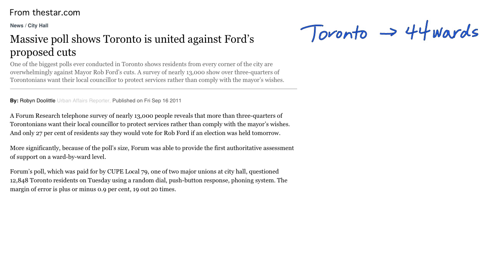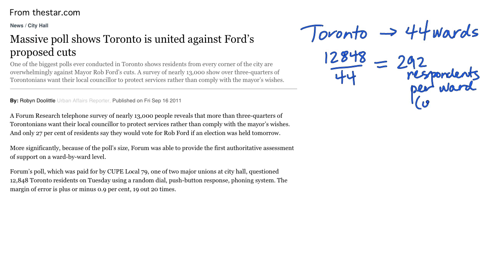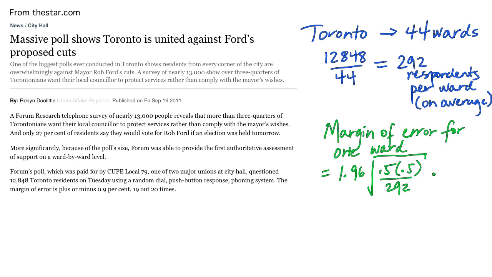If we assume that there are equal numbers of respondents in each ward, which probably wasn't the case, but let's use that as an approximation, then dividing up the 12,848 respondents among the 44 wards gives about 292 respondents per ward. The resulting margin of error, 5.7%.